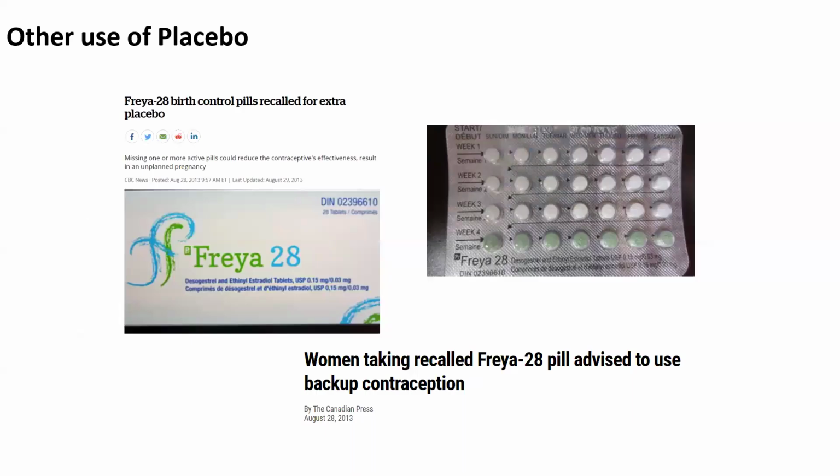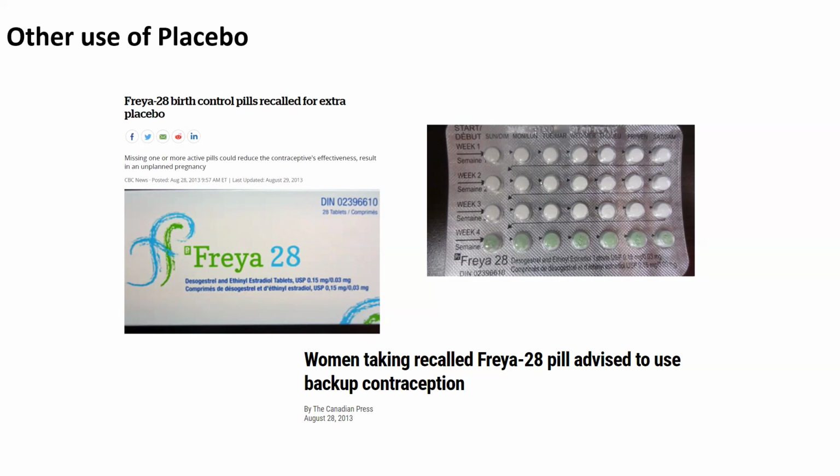So this is an example in another situation that uses a placebo. It's not related to an experiment or anything like that. It has to do with birth control contraceptives. The name of this contraceptive is Freya 28, and it comes in a pack that looks like this. You get 3 weeks of the contraceptive and then 1 week of placebo. These are just like blank pills. They do nothing for you.